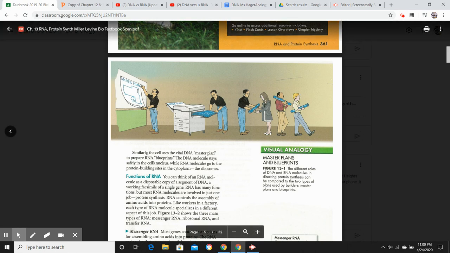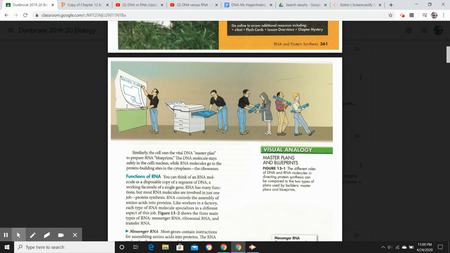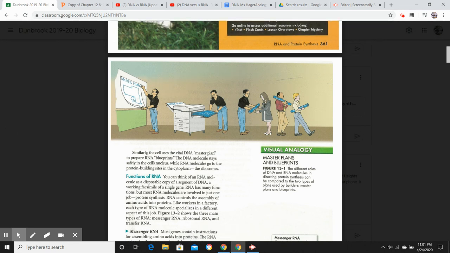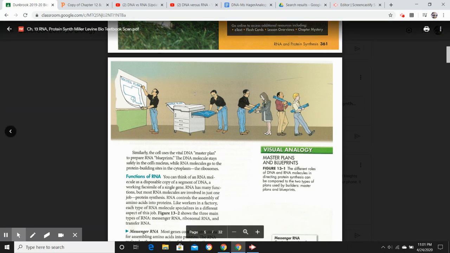So this is like Ms. Hager with the master plan, staying protected in the nucleus, staying protected in the office, but still making a copy to get out to the rest of the people that need to do the actual job. This would be the process of transcription, taking the DNA's master plan and copying it onto the messenger RNA's copy of the plan. Notice the plan still stays safe in the nucleus.